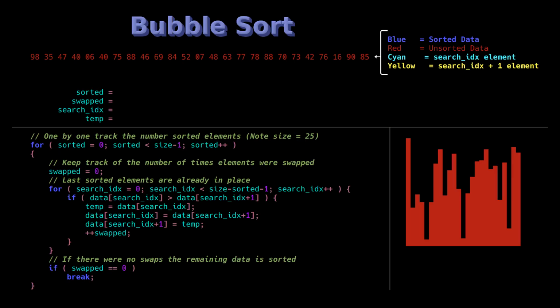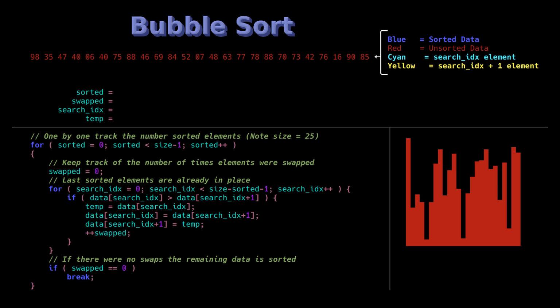In this video we will be exploring the bubble sort algorithm. The bubble sort algorithm sorts an array by traversing the unsorted portion of the array, comparing adjacent elements and putting them in order, and repeating this process until the array is fully sorted.